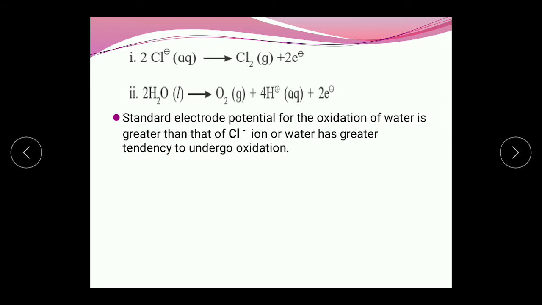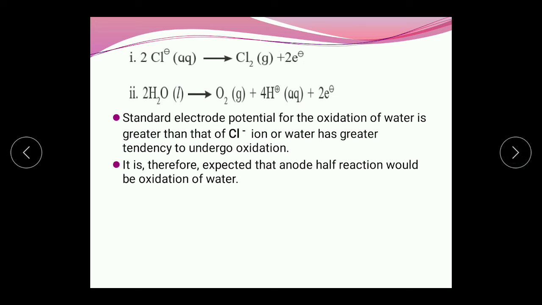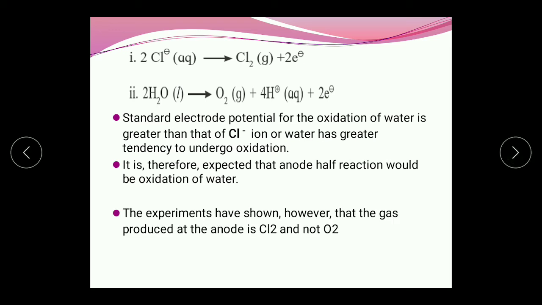Hence, the standard electrode potential for the oxidation of water is greater than that of Cl minus ion, or water has greater tendency to undergo oxidation. Understood? So here again reaction number 2 is prominent. Hence, it is expected that the anode half reaction would be oxidation of water because its electrode potential is higher. But there is one twist.